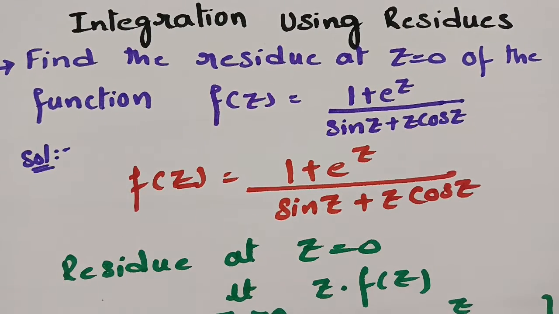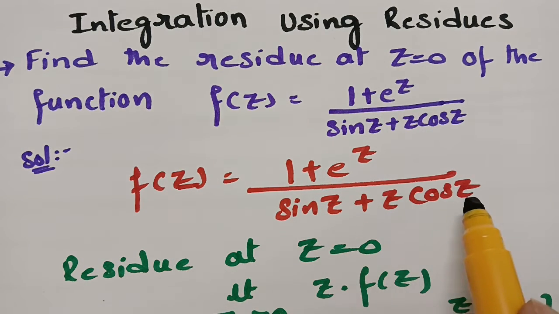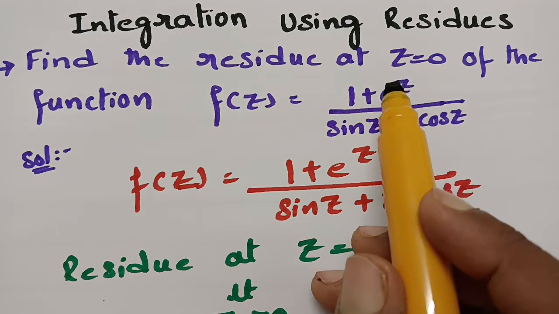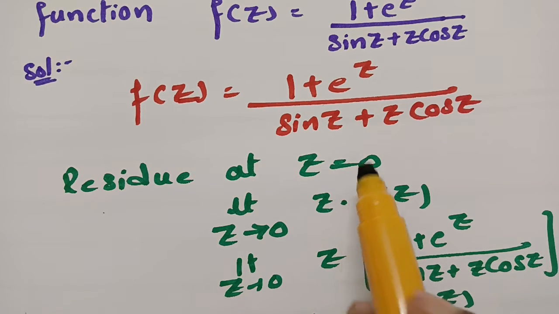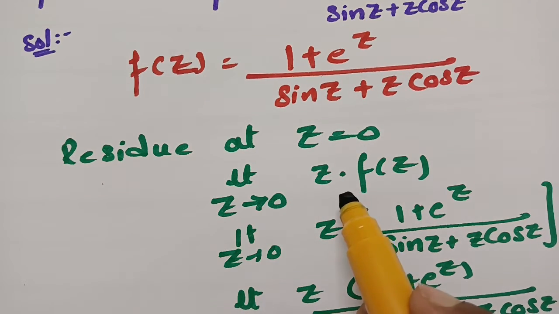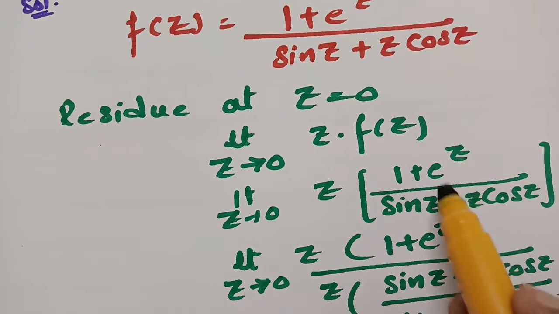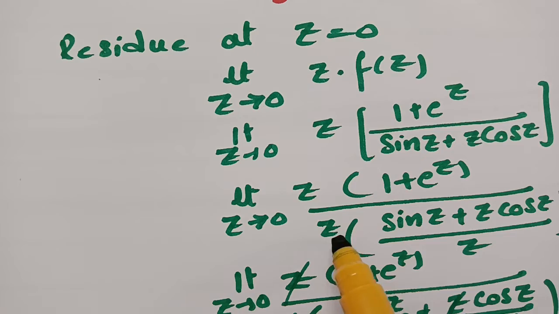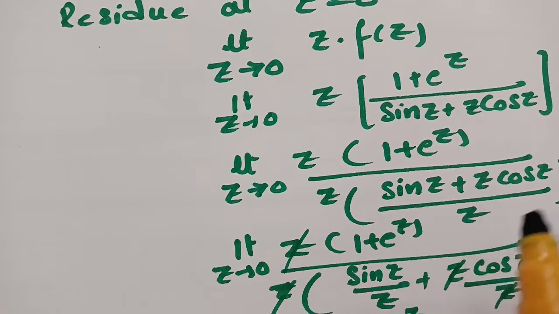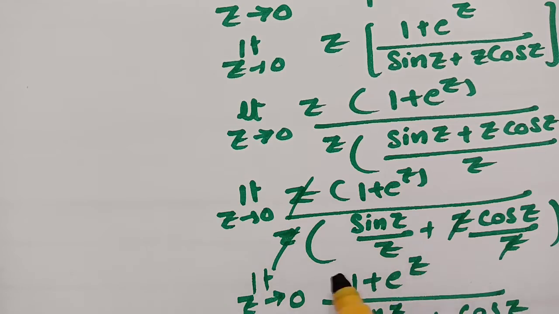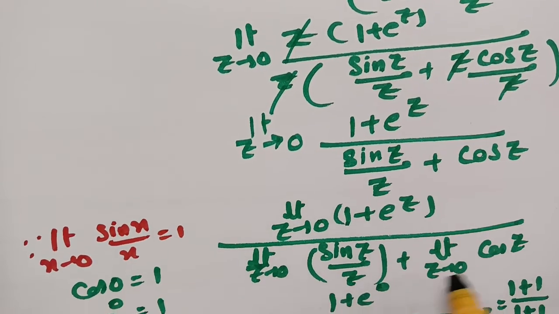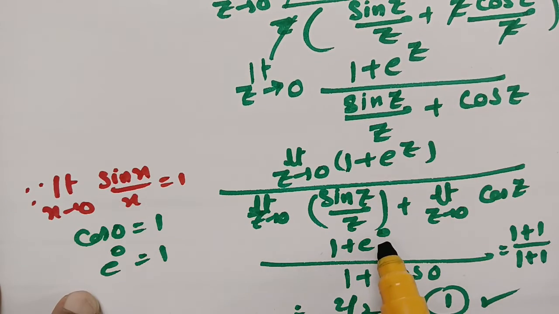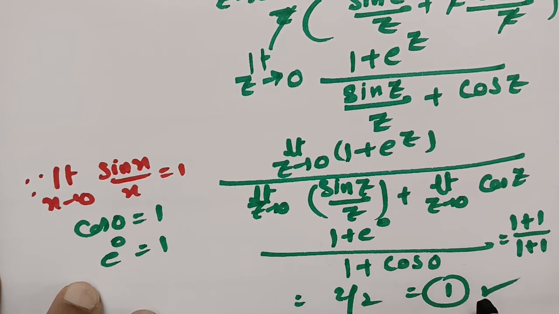This is also so simple. Here the function is given as f(z) = (1 + e^z) / (sin z + z cos z), and we have to find the residue at the point z = 0. For this, the residue is the limit as z tends to 0 of z into f(z). Next I multiplied and divided with z in the denominator. After multiplying each term and cancelling, this remains, and after applying the limit to each and every term, anything to the power of 0 is 1, cos 0 is 1, this is 2 by 2, and the answer here is 1.